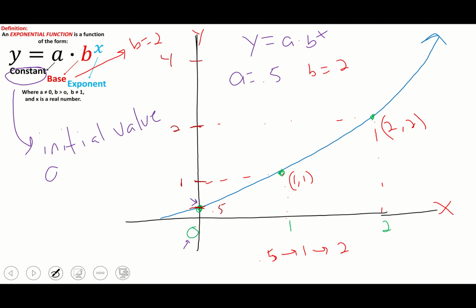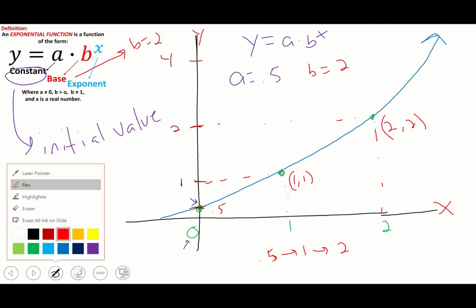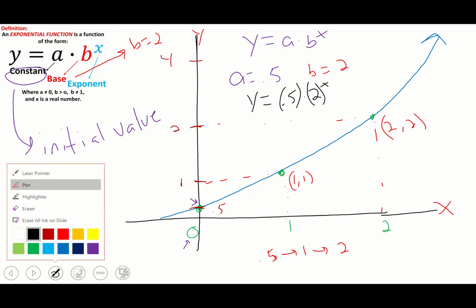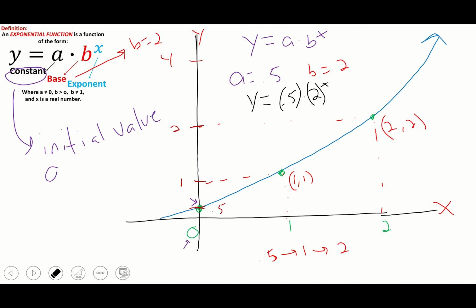So if I want to write my function here, my equation, this in black, we would have a is equal to 0.5 times 2 to the x. Sometimes you can put these in parentheses if you want. Okay, that's my equation. Maybe do one more, maybe a little easier. Let's do one more.